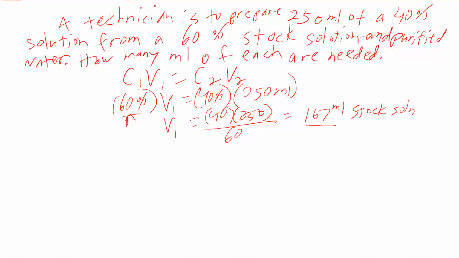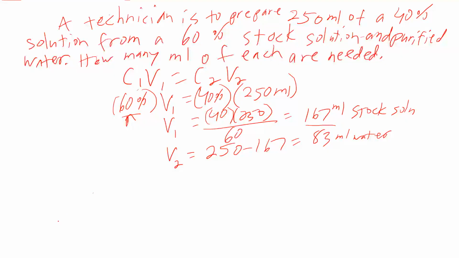Now, if we want the V2, which is the amount of water, then we do V2 equals 250 mils minus 167, and that gives you 83 mils of water. Okay, so you use 167 mils of the 60% stock solution with 83 mils of water, and that'll give you 250 mils of a 40% solution.